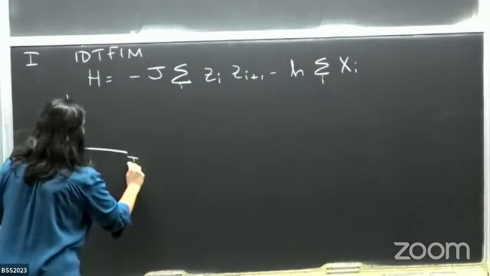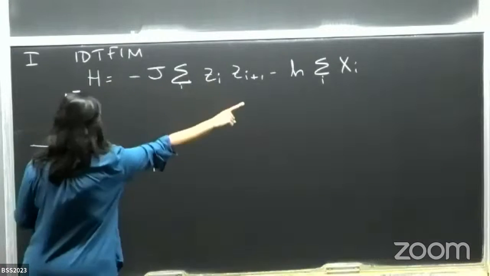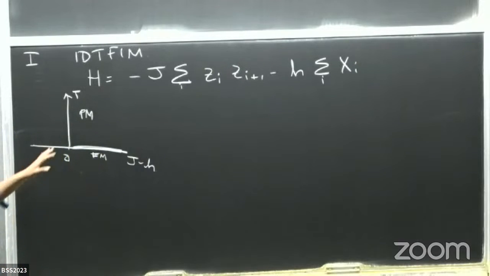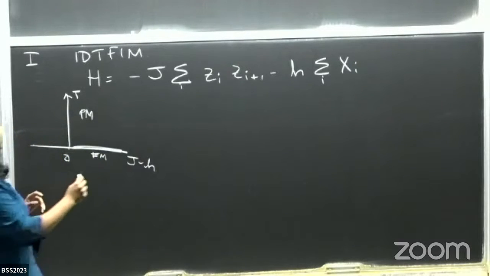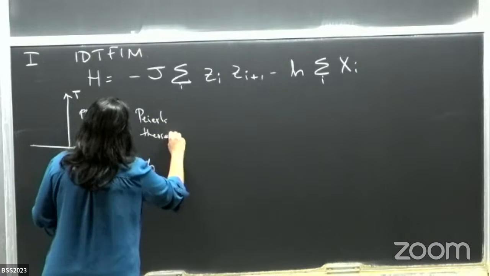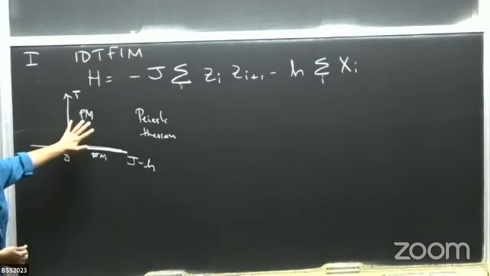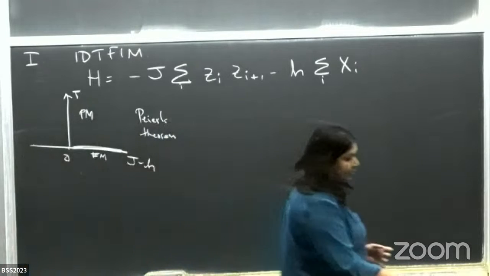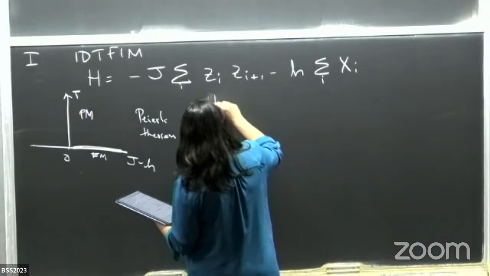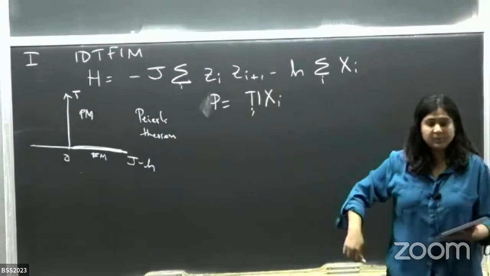You can write down a phase diagram for this Hamiltonian as a function of temperature and J minus H. This has a ferromagnetic phase, and at any finite temperature, this model is a paramagnet, and that is Peierls' argument, that a 1D short-range system cannot show any type of ordering at any finite temperature. This model has Ising symmetry, which is flipping all the spins in the X basis.